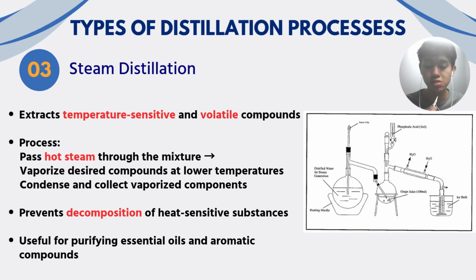Next, moving on to steam distillation. This method is used to extract temperature-sensitive and volatile compounds. The process involves passing hot steam through the mixture to vaporize the desired compounds at lower temperatures, then condensing and collecting the vaporized components. This process prevents the decomposition of heat-sensitive substances and is commonly used for purifying essential oils and aromatic compounds.